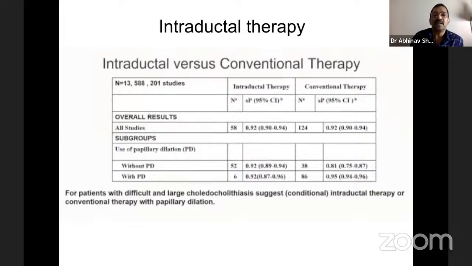Now, intraductal therapy versus conventional therapy. If conventional therapy is compared with intraductal therapy, like cholangioscopy-guided, then the cholangioscopy-guided techniques are way better. But if conventional techniques are combined with biliary balloon sphincteroplasty, then results are almost similar. So we have to resort to these techniques only when conventional therapy with biliary balloon dilatation fails, then we can go ahead with cholangioscopy-guided techniques.